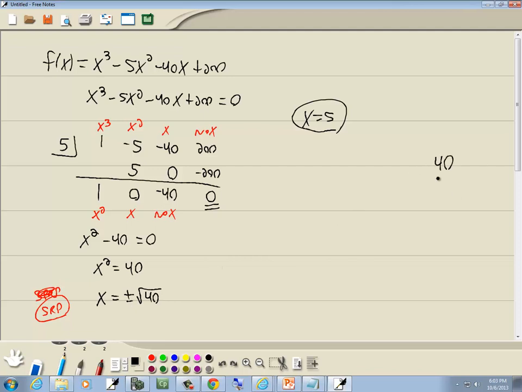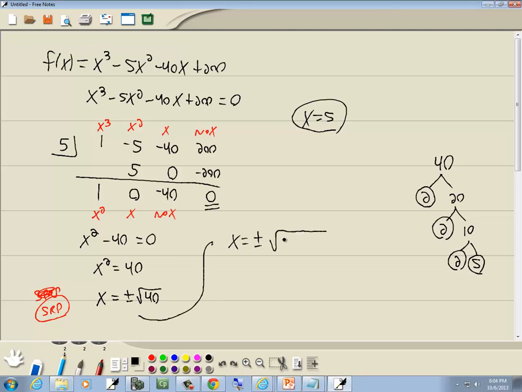Now 40, if I did a tree diagram, start with our first prime, which is 2. It's divisible by 2. 2 times 20. 2's prime, so I circle it. We're still on the first prime, which is 2, and 20 is divisible by 2. 2 times 10. Circle that. 10, that's 2 times 5. And both 2 and 5 are prime, so I circle them. So this becomes x is equal to plus or minus the square root of 2 times 2 times 2 times 5.